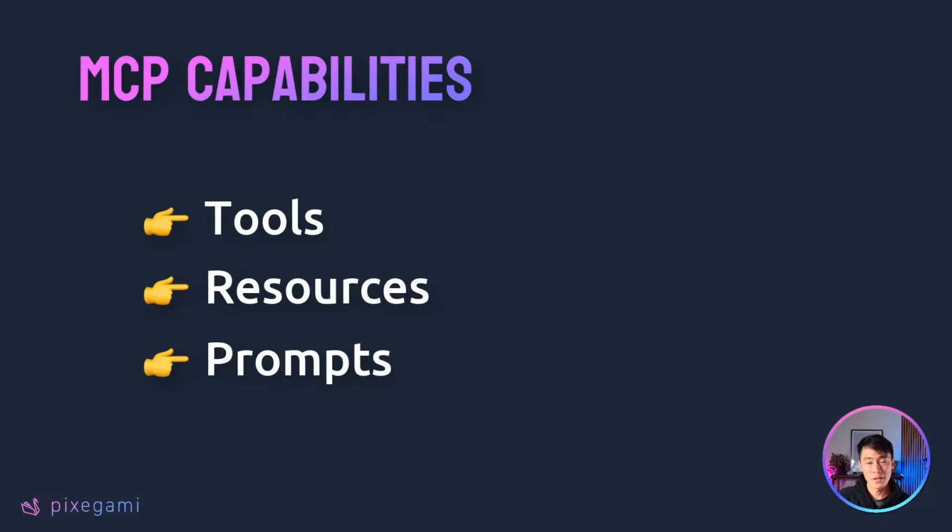Tools are functions that AI can call to perform actions, like getting weather data, sending emails, updating a spreadsheet. Resources are data sources that the AI can read from, and these can be files or databases. And prompts are templates that help the AI use tools and resources more effectively.